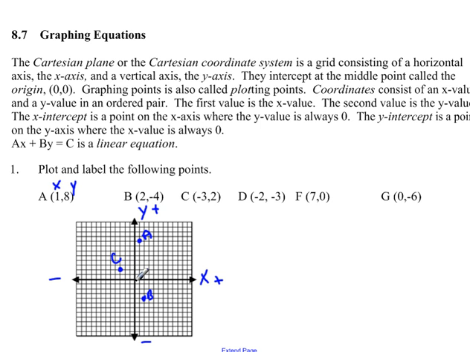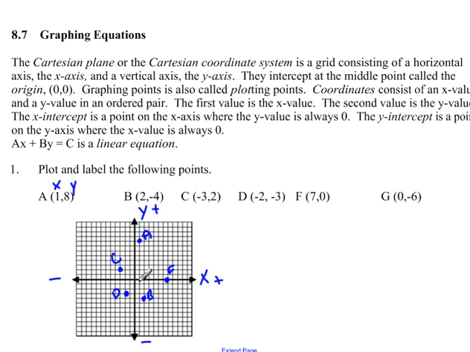Point D, start at the origin. First number is negative, so I'm going to move 2 to the left. The next number is negative as well, so I'm going to move 3 down. And that's point D. Point F, start at the origin. I'm going to move 7 units to the right since it's positive. 1, 2, 3, 4, 5, 6, 7. And 0 units up or down, so I'm going to put my point right on the x-axis. And there's point F.